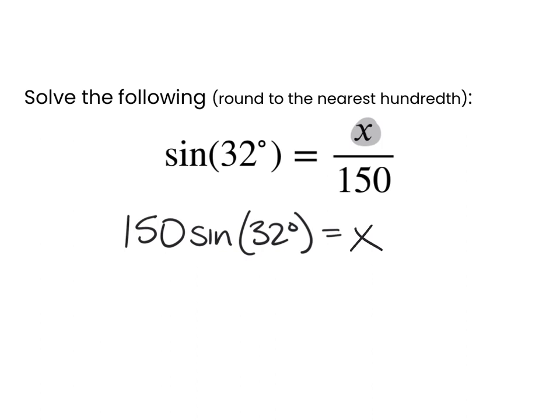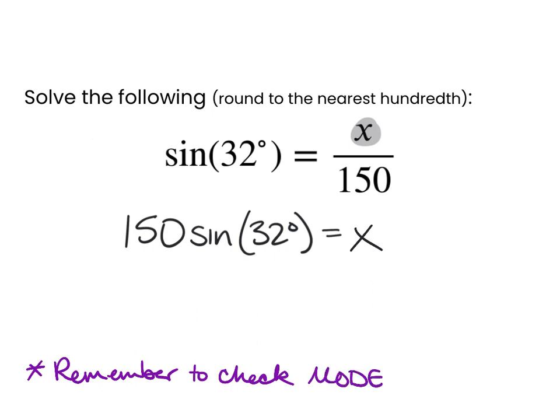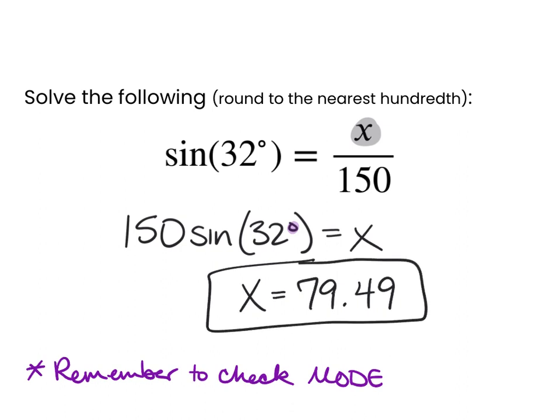Now I need you to double and triple make sure that you remember to check the mode of your calculator, because there will be problems where you might be using radians and there will be problems where you might be using degrees. In this particular problem, we are using degrees, so we need to make sure our calculator is in the correct mode. Once it's in the correct mode and we type it in, however, we'll find out that x is equal to 79.49. Again, I'm not showing the calculator steps, so if you need help with how to do the calculator parts of this, please come ask me in class.